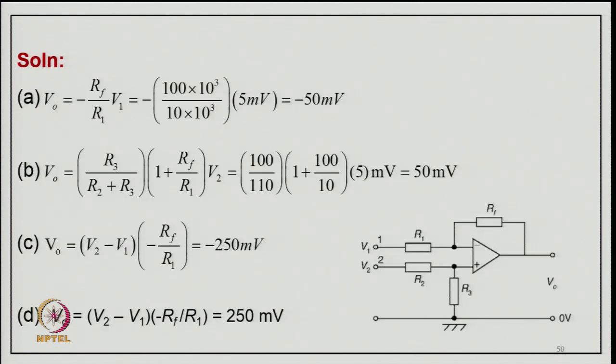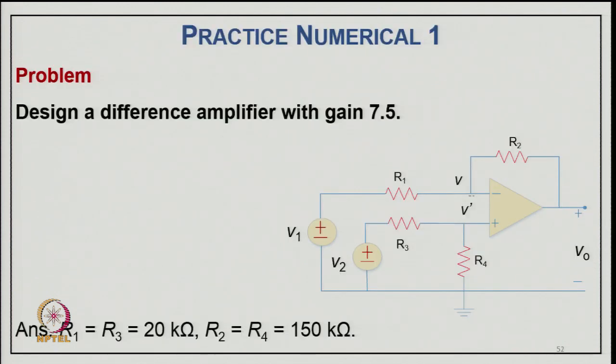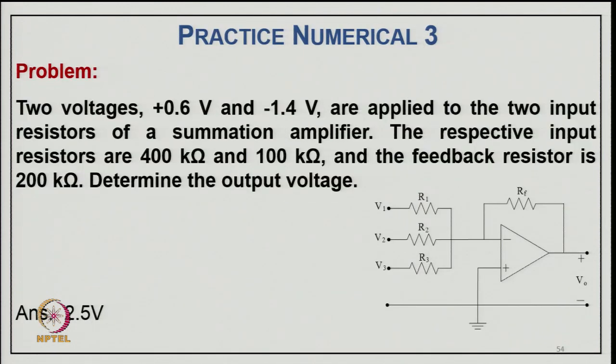So, keeping the first case A, V o equal to minus R f upon R 1 V 1, and putting the value, it comes minus 50 millivolt. Second, case B, V o equal to R 3 upon R 2 plus R 3 into 1 plus R f upon R 1 V 2, putting the value, it comes 50 millivolt. And case C, V o equal to V 2 minus V 1 into minus R f upon R 1, that is minus 250 millivolt. And case D, V o equal to V 2 minus V 1 into minus R f upon R 1, that is 250 millivolt.